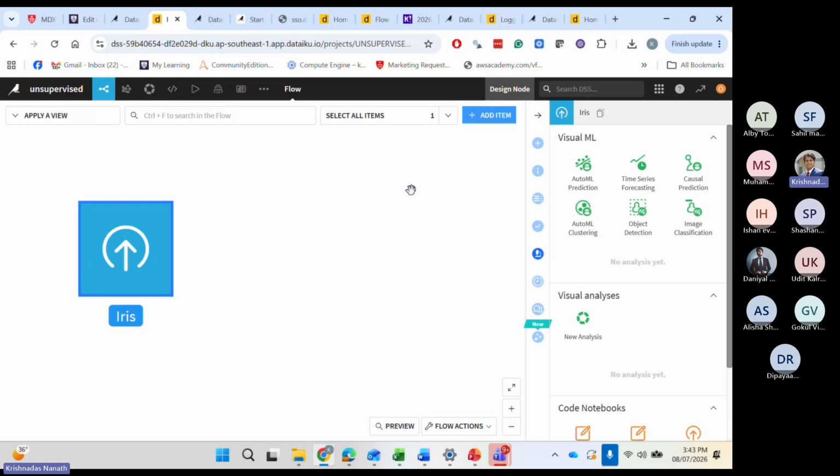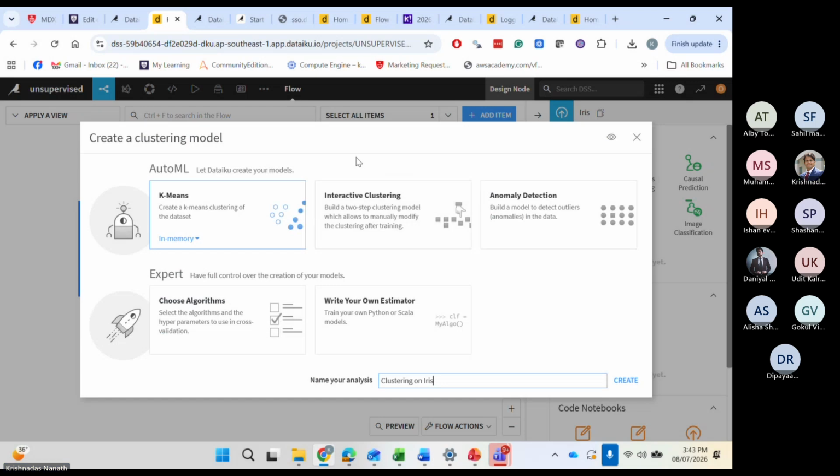You're not doing any prediction. You're not saying predict this, predict that. It's a different type of AI that you're doing. Let's go for Auto ML clustering. And again, I told you there are various algorithms that can do clustering for you. K-means is one of them. Fractal clustering is another way.